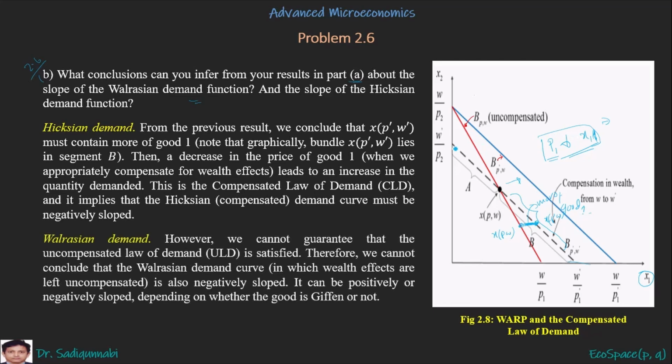What about the Walrasian demand? We cannot guarantee that the uncompensated law of demand is satisfied. Why? We know that the uncompensated law of demand relates to Walrasian demand. So we cannot conclude that the Walrasian demand curve, in which wealth effects are left uncompensated, is negatively sloped. Why? Because it can be positively sloped or negatively sloped depending on whether the good is Giffen or not.